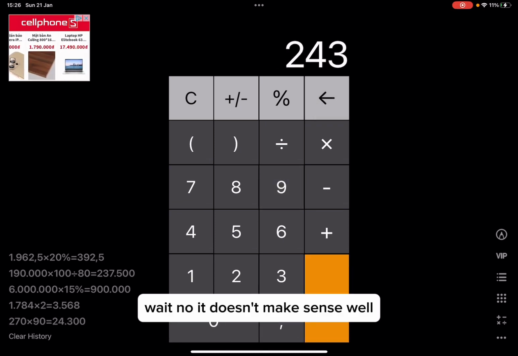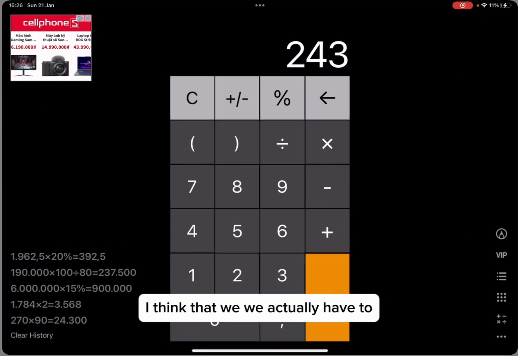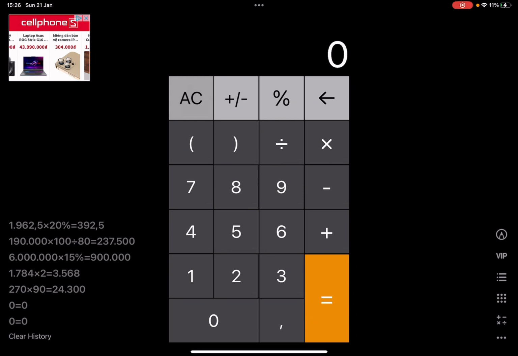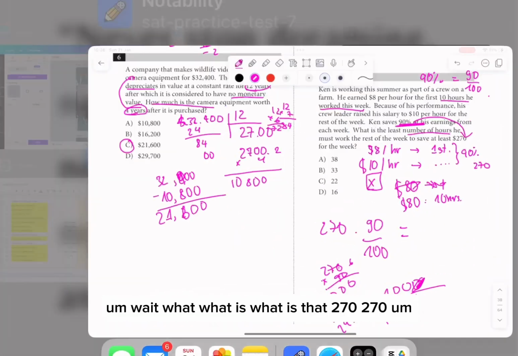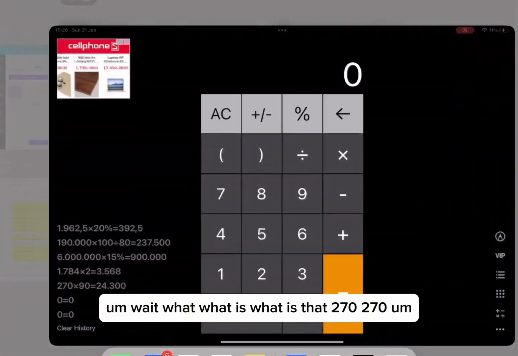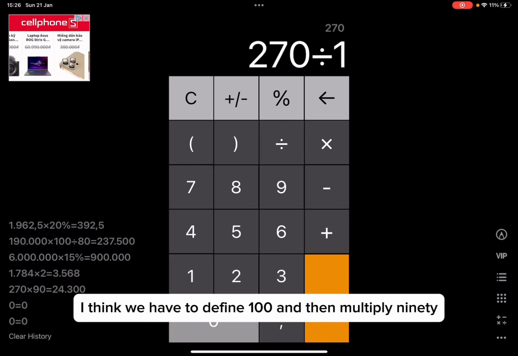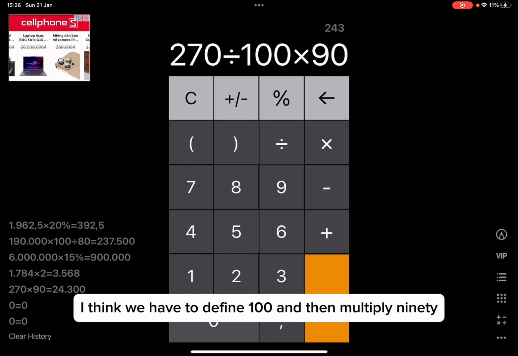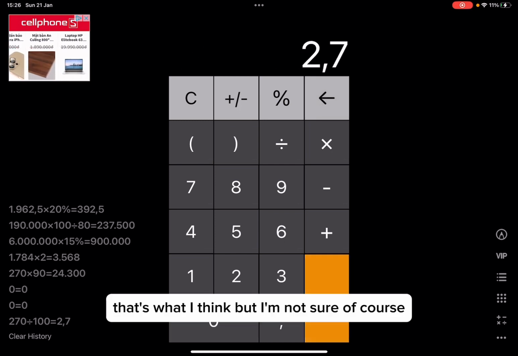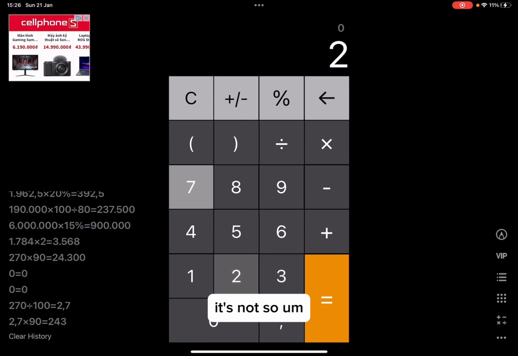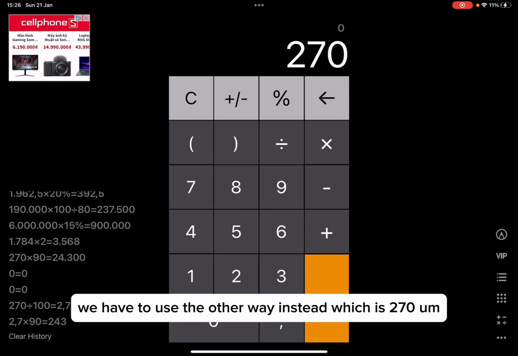Wait, no, it doesn't make sense. Well, I think that we actually have to... Wait, what is that? 270. I think we have to define 100 and then multiply by 90. Yeah, that's what I think, but I'm not sure. Of course, maybe it's not. Yeah, it's not. So we have to use the other way instead, which is 270.